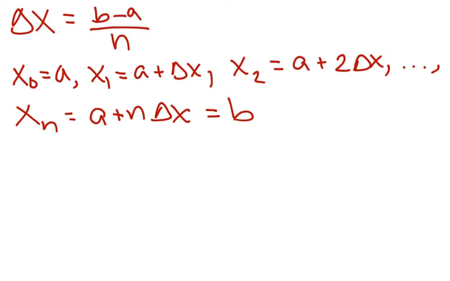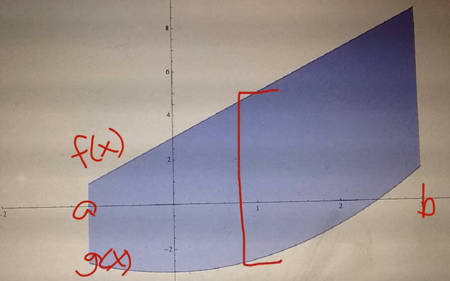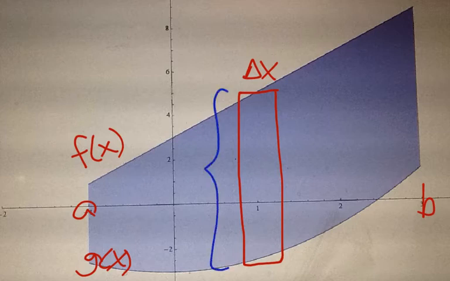Next, like before, we need to figure out the height of our rectangles. So let me just draw a typical rectangle right over here. As usual, we calculate its area as base times height, and the base is going to be delta x. I'm going to write it on top just because it fits a little better on the screen. But what I have to do now is figure out the height of this rectangle. I need to figure out what this is right here.